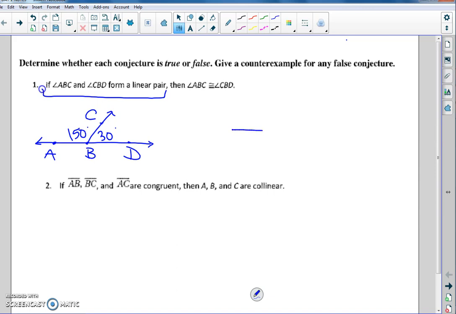Now, there is a situation where they could be congruent, but I'm trying to prove that the statement is false. So I don't want that. I want this as my answer because it proves that the statement is false. So look at the second problem. See if you can come up with a situation where AB, BC, and AC would be congruent, but A, B, and C are not collinear. I'll give you a second to think about that.